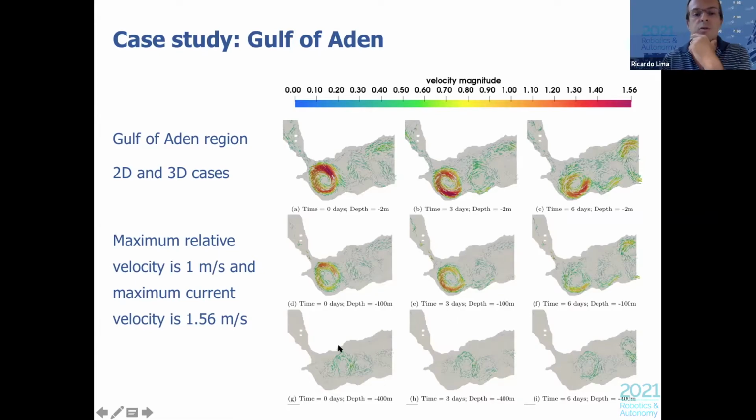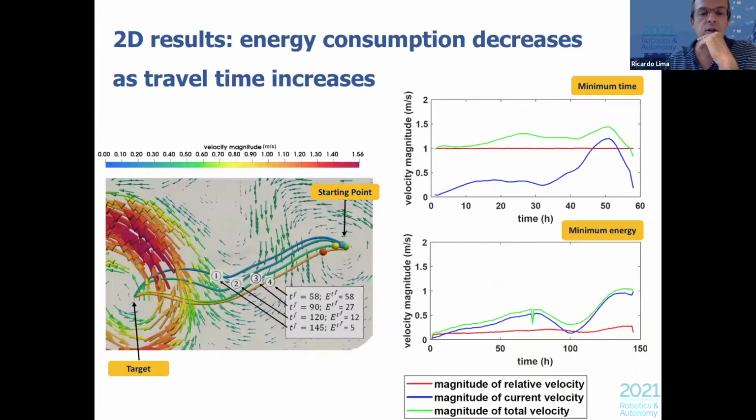So when we solve this type of problem in this environment, what we get in 2D first is this type of solution. We have the starting point here on the left, right? And we want to go here to the middle, to the center of this eddy. And so here we have solutions with different times, minimum time here, right? To a solution with a time almost 3 times as long. And you can see here the corresponding values of the energy.